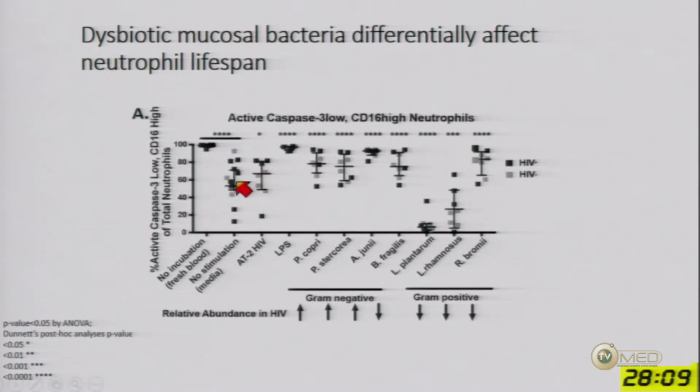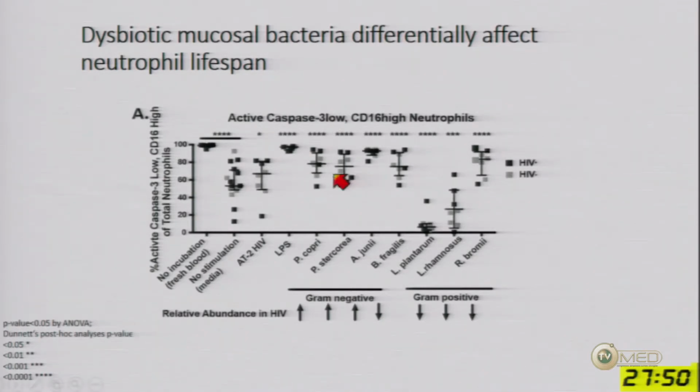What you can see here is that when you look at the no stimulation media, or we looked at also HIV stimulation, because we also want to see if HIV is causing this effect too, you have very low levels of these cells, which means these cells are going to apoptose. Again, it's kind of counterintuitive the way these data are shown, but that's a good thing. You want lower levels, those cells are going to apoptose.